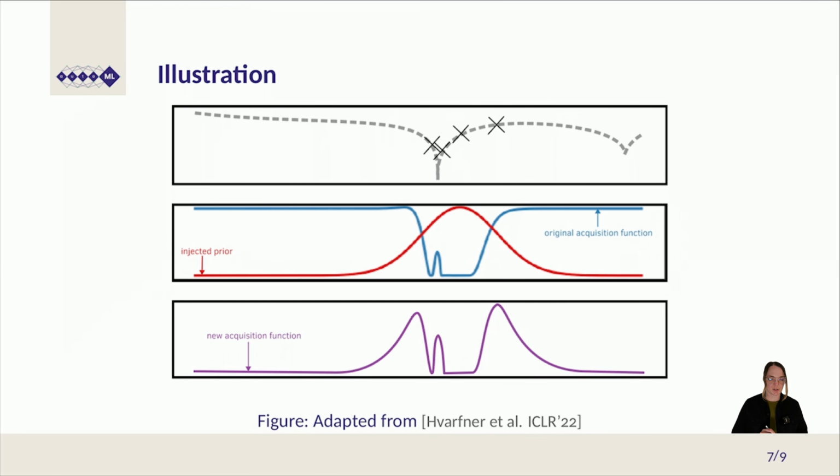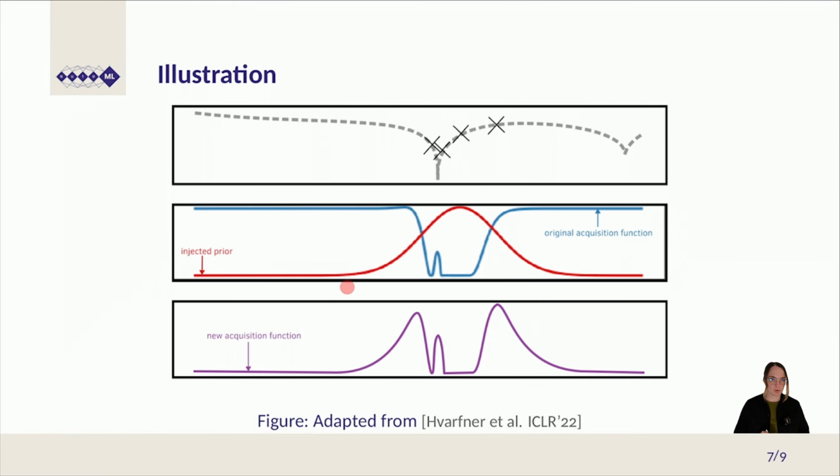As an illustration, how does this work? We have here our true objective function. This is unknown, but we do have a few observations, the black crosses. If we would build our standard Bayesian optimization acquisition function, we would get this blue line. So our model would think, okay, these regions here are very interesting because we have no knowledge here, so we should explore it.